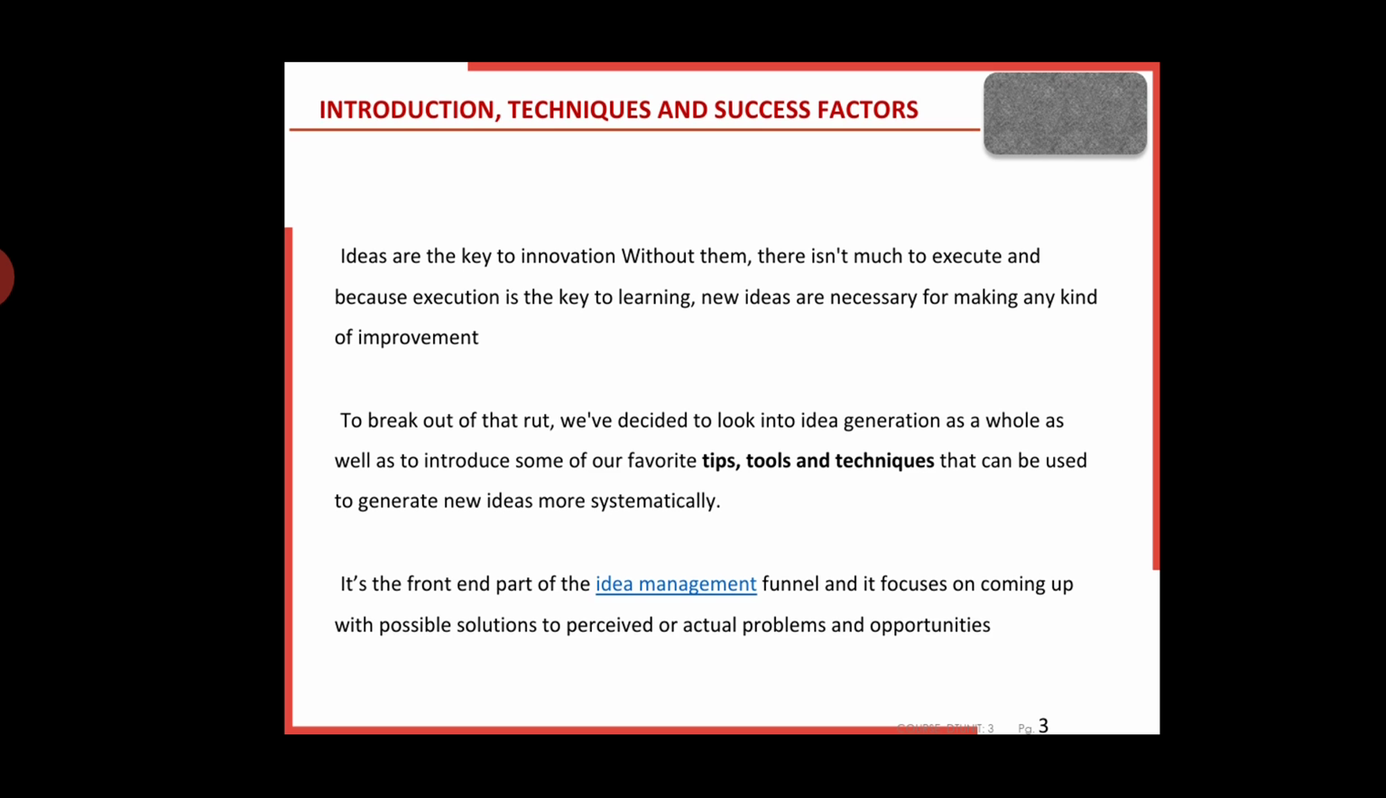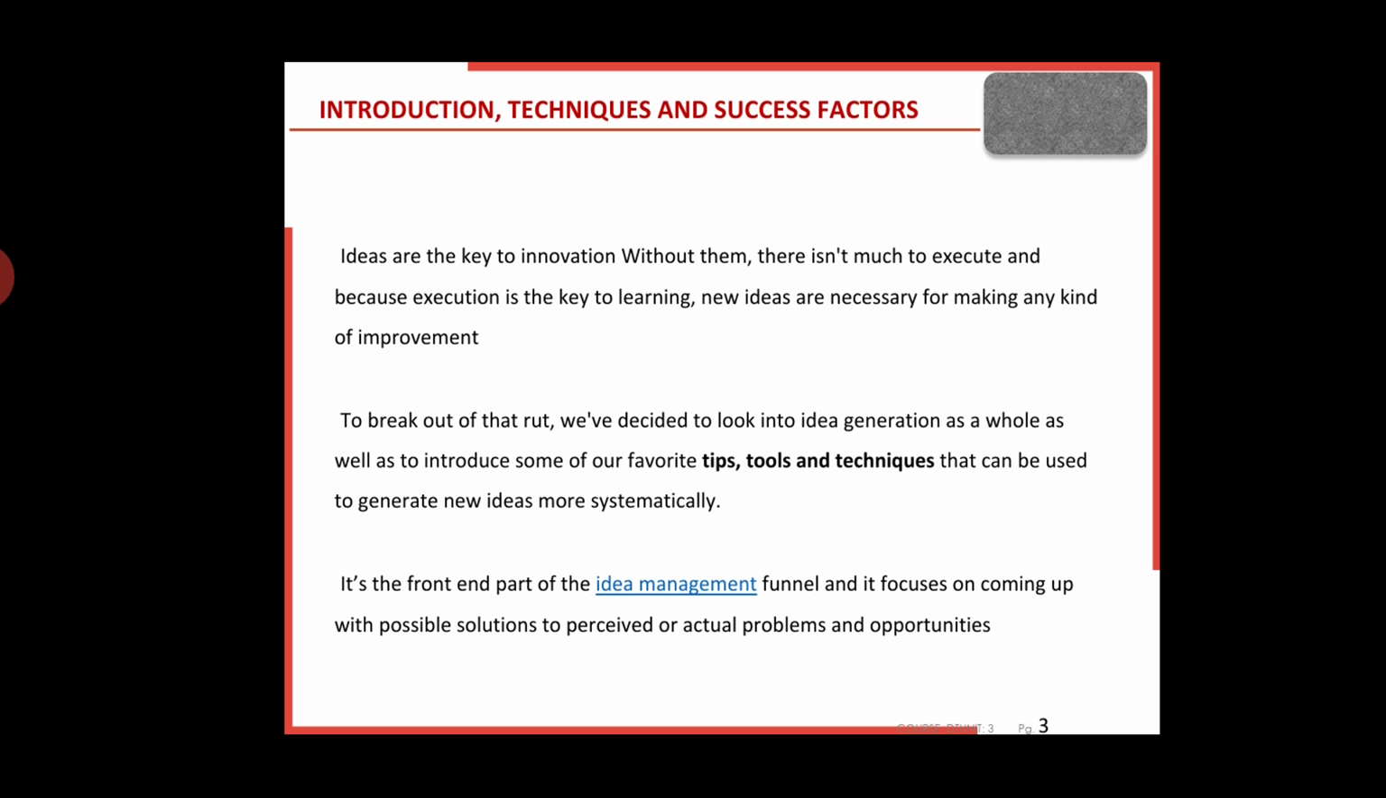What exactly does ideation mean? Ideation is the ability to form images of things that either are not physically present, or have never been conceived or created by others. That is ideation.